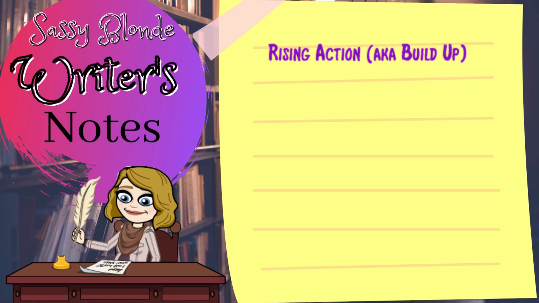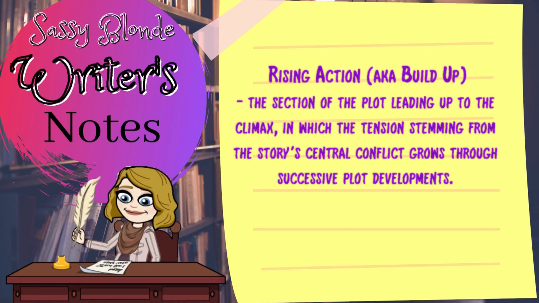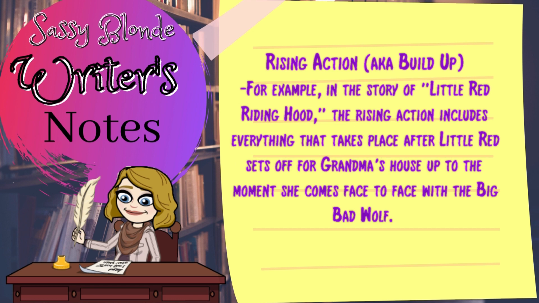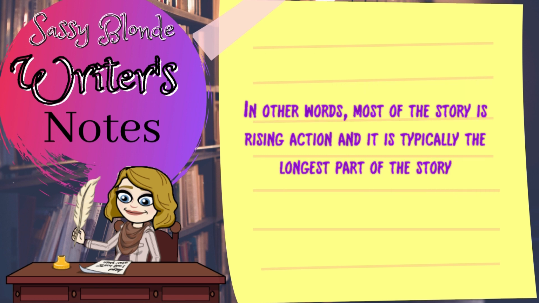Then you have rising action, aka the build-up. The rising action is the section of plot leading up to the climax in which the tension stemming from the story's central conflict grows through the successive plot developments. So, for example, in the story of Little Red Riding Hood, the rising action includes everything that takes place after Little Red Riding Hood sets off for Grandma's house. Little Red Riding Hood deciding to go visit her grandma, that is the inciting incident. Then, the second she leaves to go to Grandma's house, that is the rising action, up to the moment that she comes face to face with the big bad wolf. In other words, most of the story is the rising action, which is often the case.